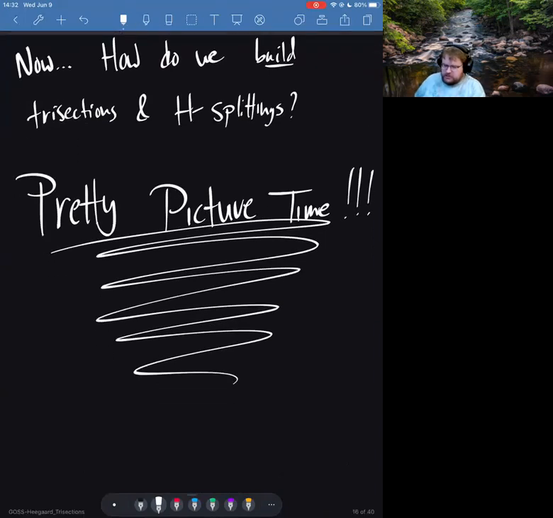So one question is, how do we build trisections and Heegaard splittings? And here is where the talk can diverge into two places. I can either talk about cut systems and other pretty pictures, or I can take a little bit of time to talk about projective spaces and how to trisect and bisect projective spaces.